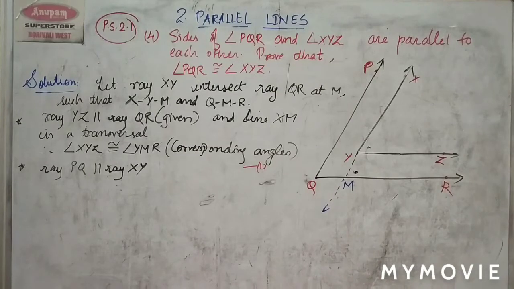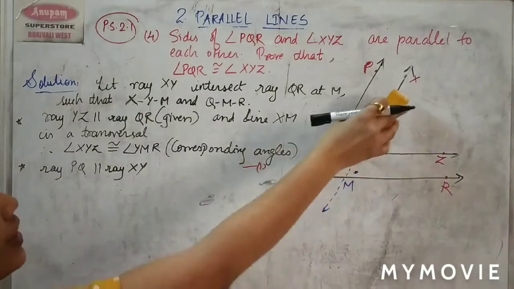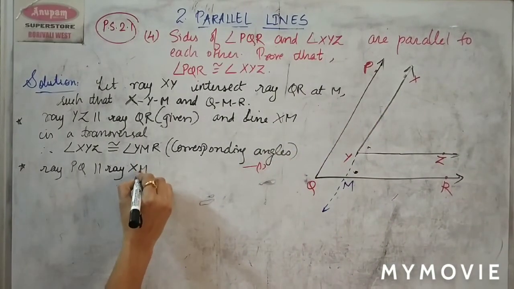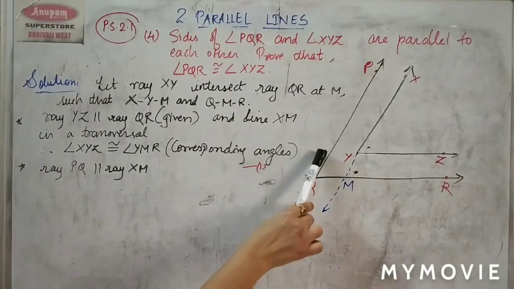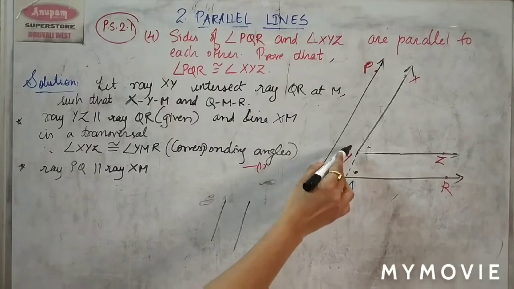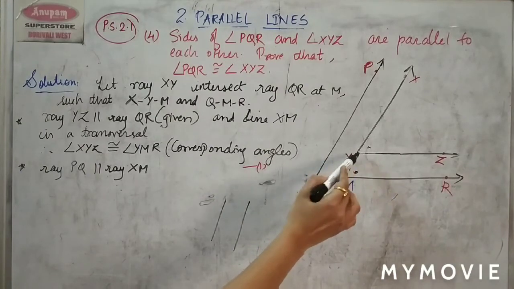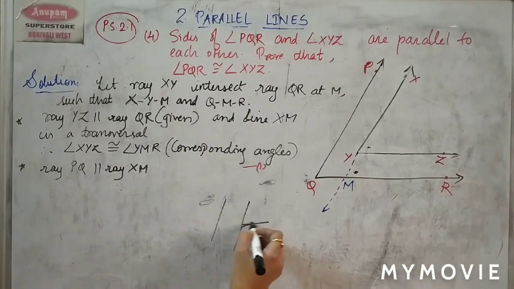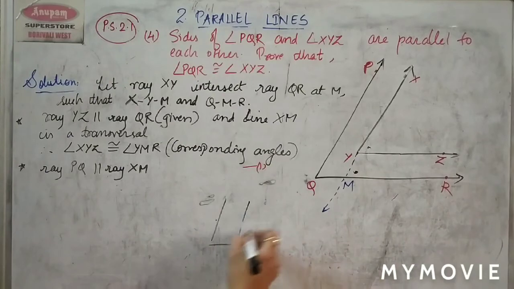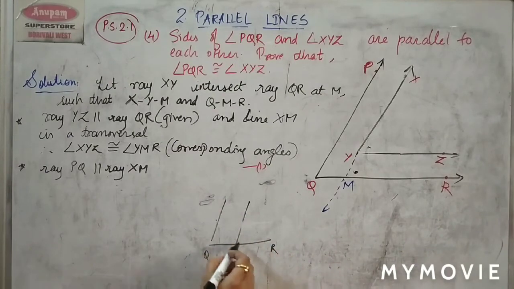Now, after doing this, you can write XY or XM. Now, if I write down XM here, where is my transversal? See, these two lines are parallel. And can I consider YZ as a transversal? No, because YZ is not intersecting this line, and therefore YZ is not going to be a transversal. But this QR can be a transversal because it is intersecting both the parallel lines.